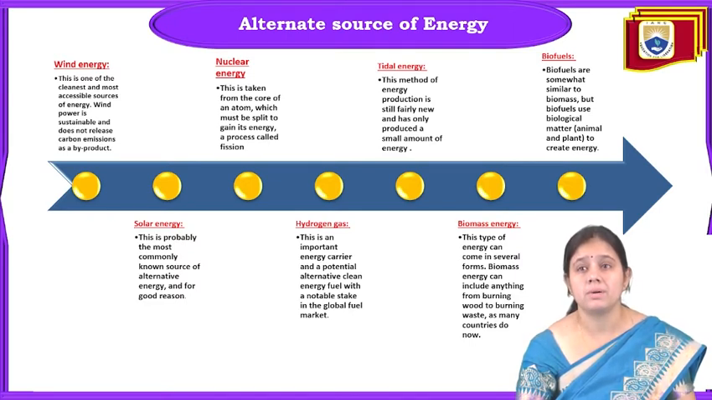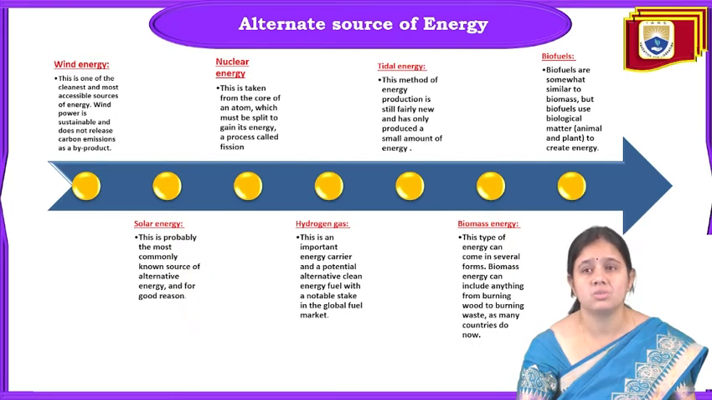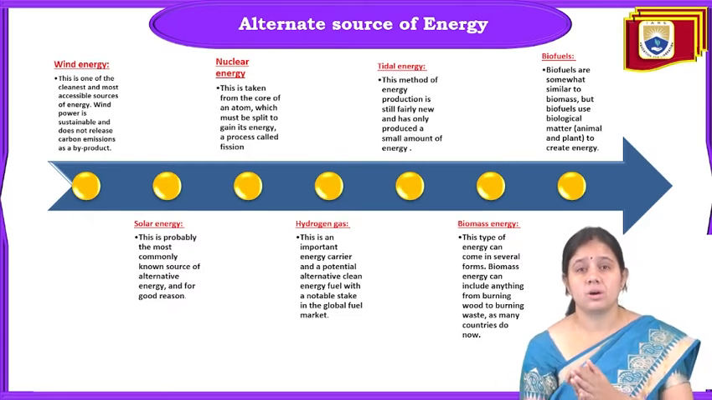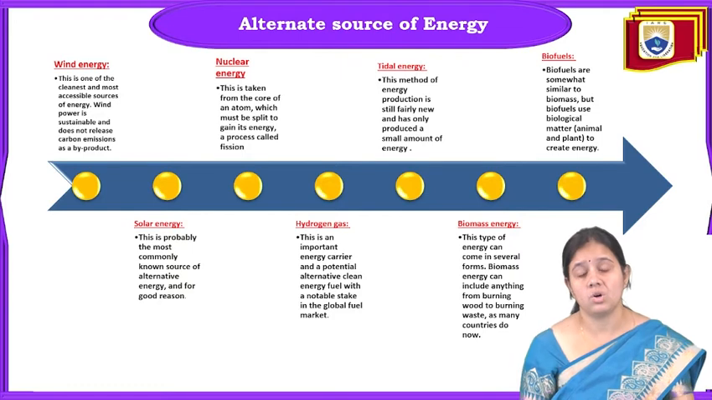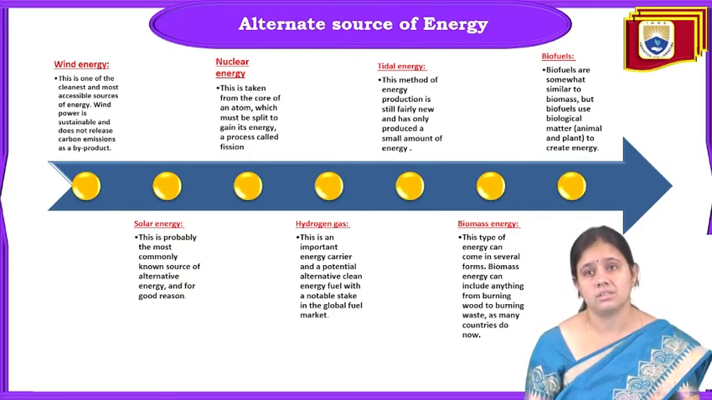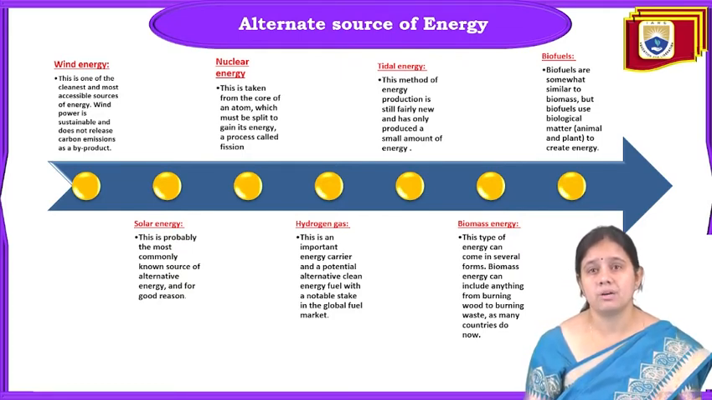Now comes biomass energy. This type of energy can come in several forms, because all biomass is included. Biomass energy can include anything from burning wood to burning waste, as many countries do now. So many countries are producing biogas these days. Biogas is an alternative energy resource compared to petroleum, so biogas also comes under alternative sources of energy. This is an example of biomass energy. So the energies we are discussing are all alternate sources of energy.